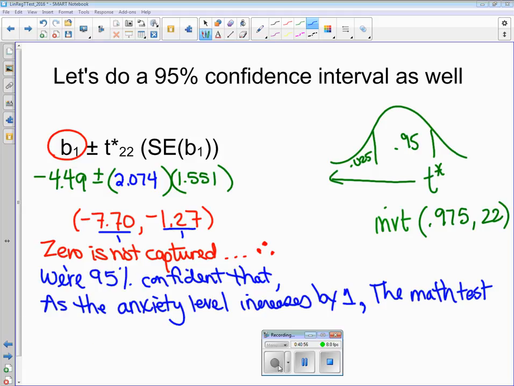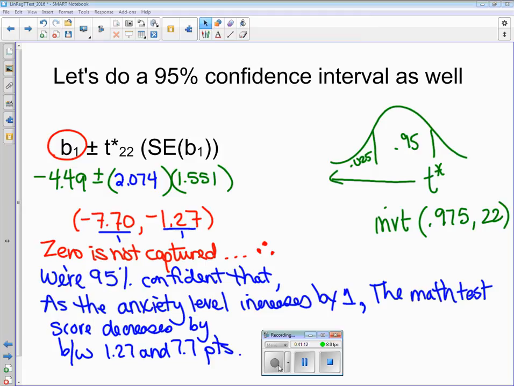Can't even write the word. Here we go. Try again. Decreases by between 1.27 and 7.7 points. Do you agree with that? That's how much it's decreasing by, because those numbers are slopes. So we're going to interpret them just like we interpreted the slope early on. Now that is a lot of information today, okay? A lot of it's stuff that we have already done, but it's been a while, okay? So it's not a bad idea to go back through it.